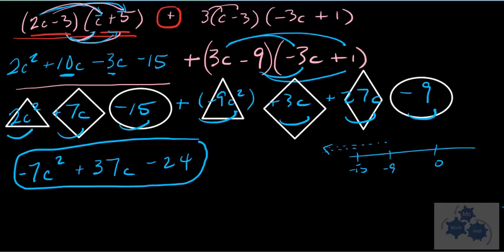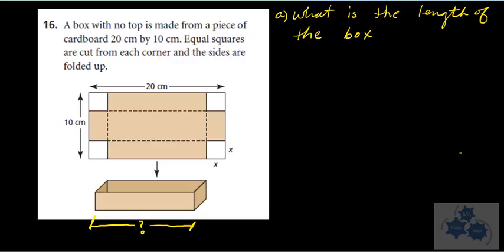All right, so here's a word problem from your textbook. I'll read through quick as you copy down this diagram. A box with no top is made from a piece of cardboard that measures 20 centimeters by 10. So here you go on your diagram. 20 centimeters is the overall width of the piece of cardboard the box is made from, and 10 centimeters this way.